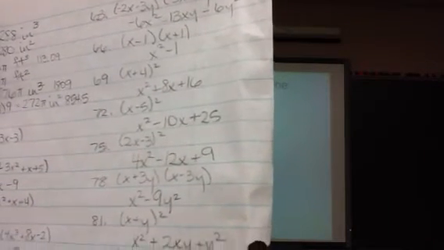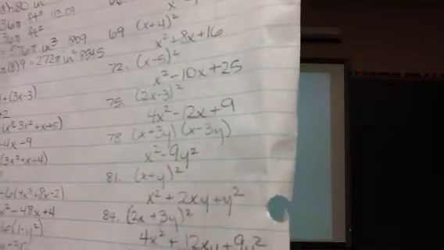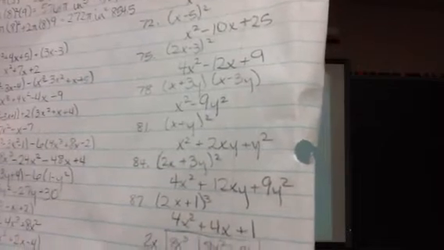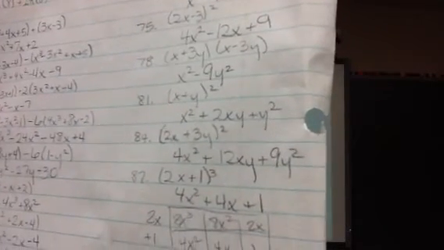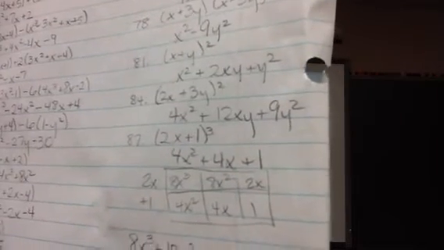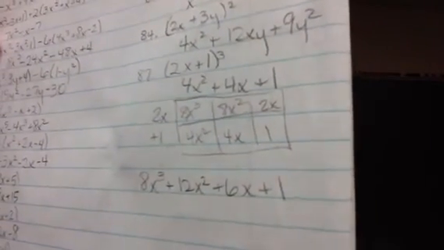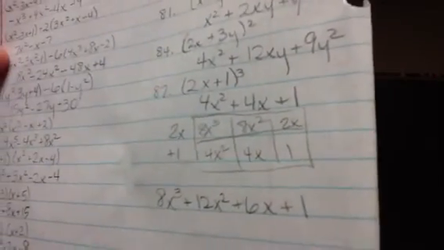66, x squared minus 1. 69, x squared plus 8x plus 16. 72, x squared minus 10x plus 25. 75 is 4x squared minus 12x plus 9. 78 is x squared minus 9y squared. 81 is x squared plus 2xy plus y squared. 84 is 4x squared plus 12xy plus 9y squared. 87 is 8x cubed plus 12x squared plus 6x plus 1.